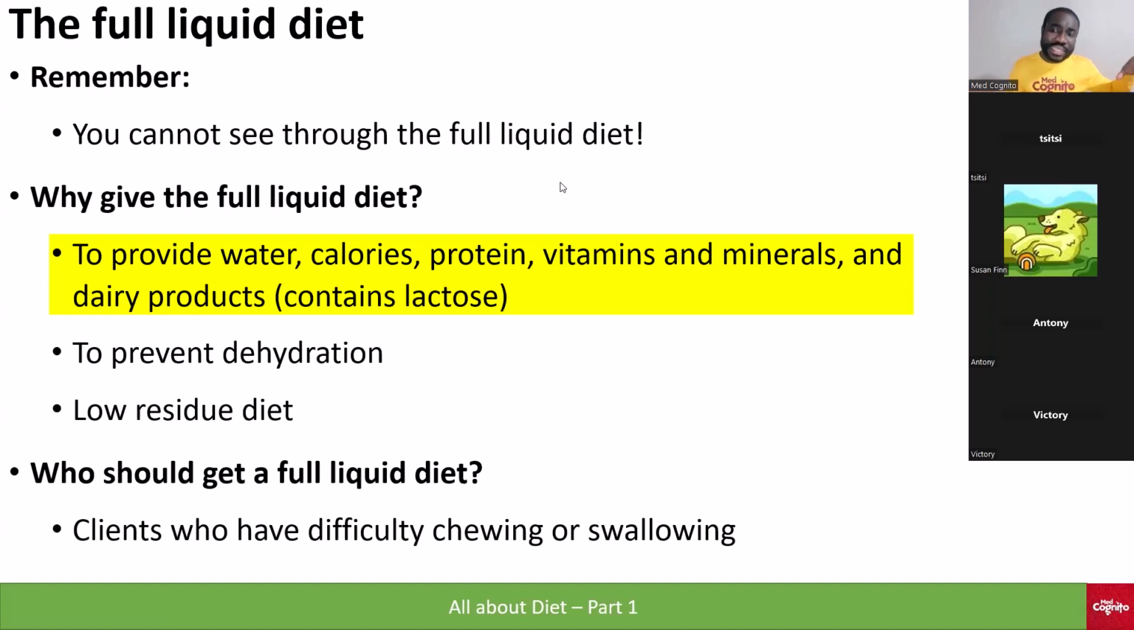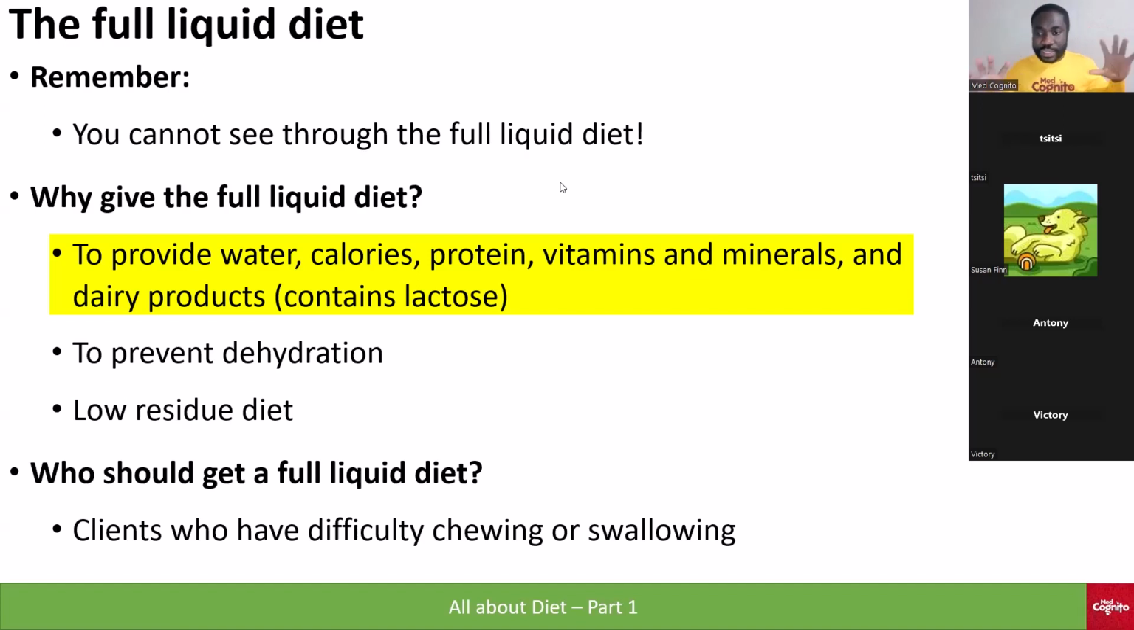Remember, we learned that. I have a question. If I need to give a clear liquid diet to a client and I want to give tea, can I add milk? Please, can I add milk? Yes or no?